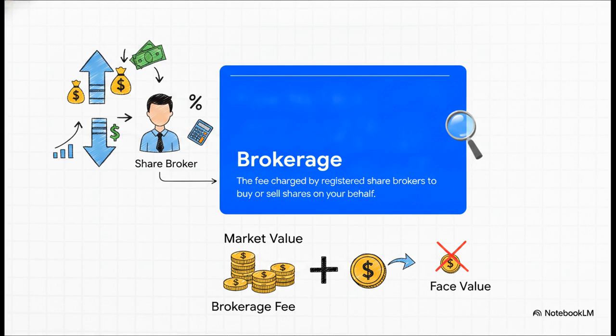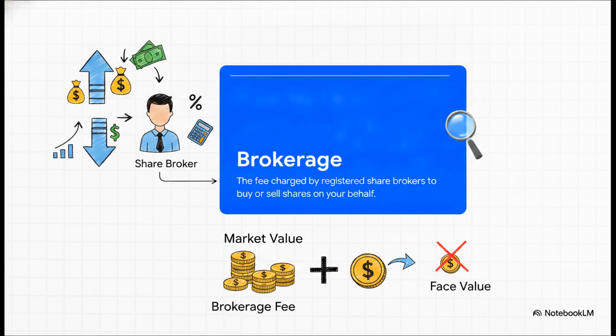Okay, let's dive into this. You see, we can't just walk straight into the stock market and start buying and selling shares on our own. It's simply not allowed. We need registered members or agencies to execute these trades for us. We call them share brokers, and naturally, they aren't working for free, right? For this service, they charge a specific fee, which we call brokerage.